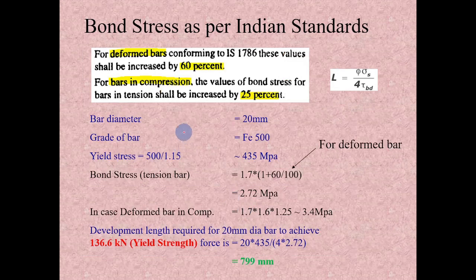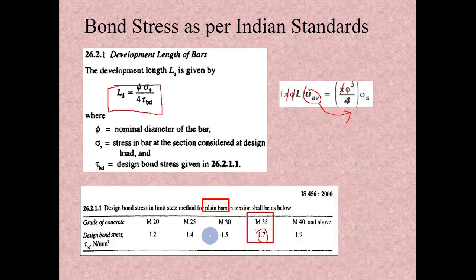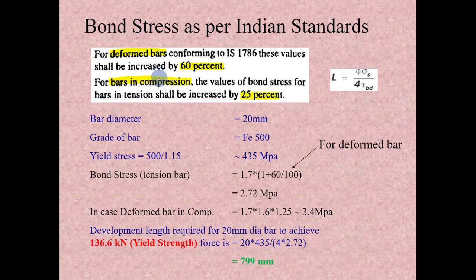So for the deformed bar, the same IS 456 has given that the bond strength listed in this table for the plain bar can be enhanced by 60%. Also, if the same deformed bar is provided for the compressive force, then again we can enhance by 25%.